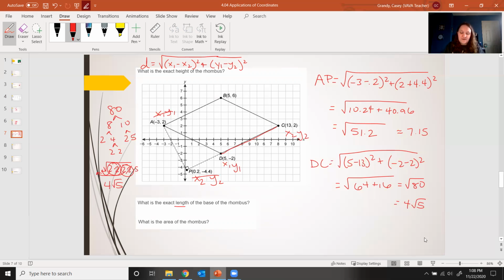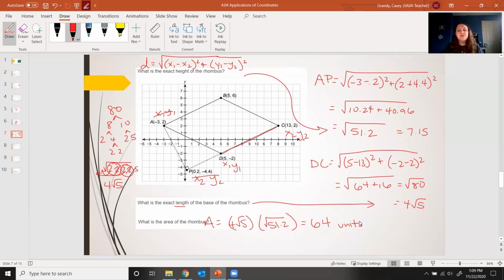We know the base is 4 root 5, and we know the height, I'm going to use the exact height, square root 51.2. So this was the length of the base. This was the height. So the area is 4 root 5 times the square root of 51.2. And I'm going to type that whole thing in my calculator without rounding anything. And when I do that, it actually comes out to a very pretty number, 64. It didn't tell me units, so we'll do units squared since we don't know the actual unit.